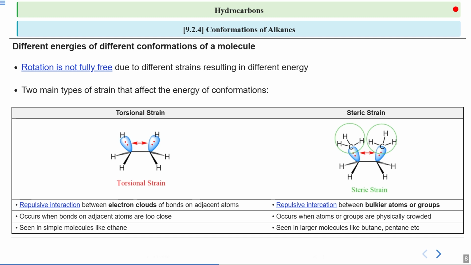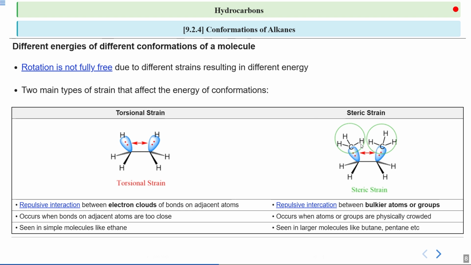Now we have a detailed comparison between torsional strain and steric strain. These are the two strains. Torsional strain involves a repulsive interaction between electron clouds of adjacent atoms, often seen in a simple molecule like ethane. You can see here that the electron clouds of the two C-H bonds repel each other if they are parallel to each other. You can see it very clearly.